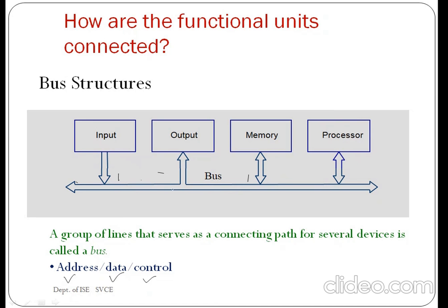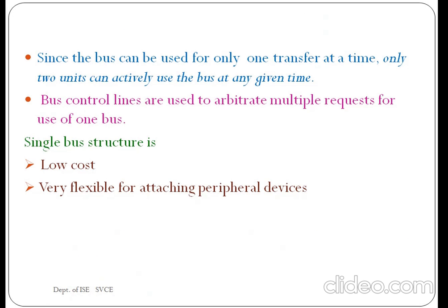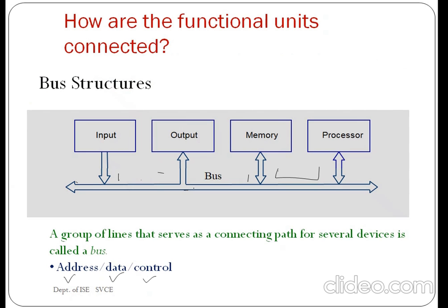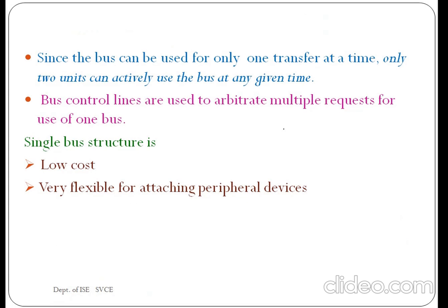This bus is mainly used for connecting all these functional units. It is even possible to transfer data from memory to the processor, like we discussed in the previous topic, or between other IO devices. This diagram is an example of a single bus. We are going to discuss two different types of buses, one is the single bus and the second is the multi-bus. So let's discuss the single bus advantages and disadvantages.